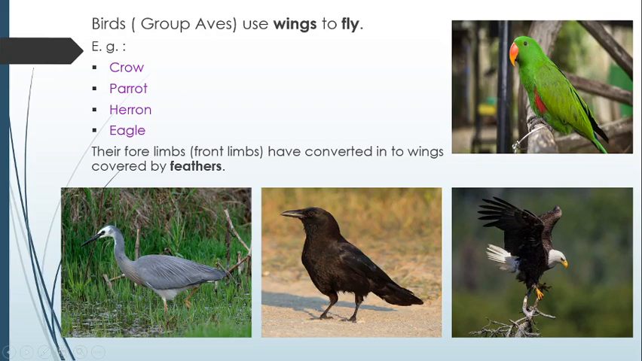Then the birds, or group Aves animals, use wings to fly. They mostly live in aerial environments, so they have to fly. To fly, they have wings. For example, you can take crow, parrot, heron and eagle. Their forelimbs, or front limbs, have been converted into wings, and these wings are covered with feathers. These feathers also give a very light body structure to fly easily through the wind.